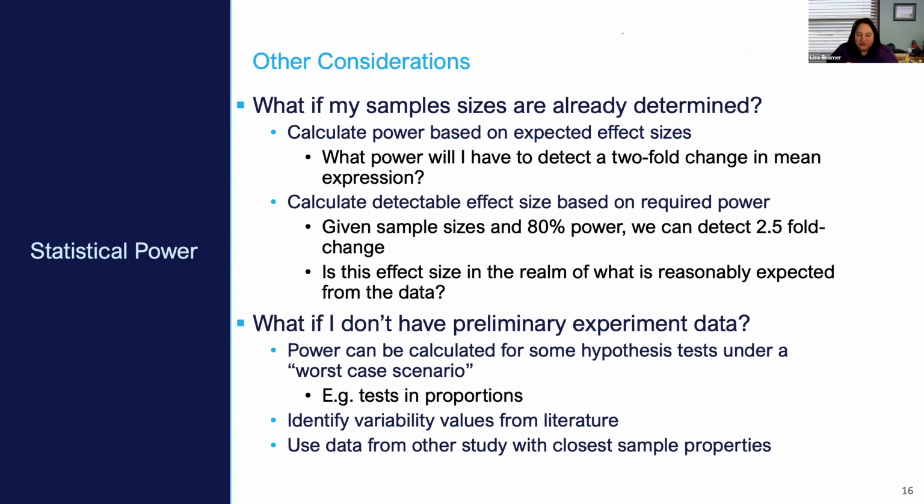A second question you might have is, what if I don't have preliminary experiment data? What I will tell you is that power can be calculated for some hypothesis tests under a worst case scenario. For example, if the outcome you're measuring is proportions, we know that the highest level of variability will be if the proportion you observe is 0.5. You can do a power calculation under that scenario. My best suggestion to you otherwise is to identify variability values from literature, or see if you can find data from another study where they're generating the same type of data, but perhaps the samples aren't the exact same types of samples you're using. That will at least give you a better idea than doing nothing at all.